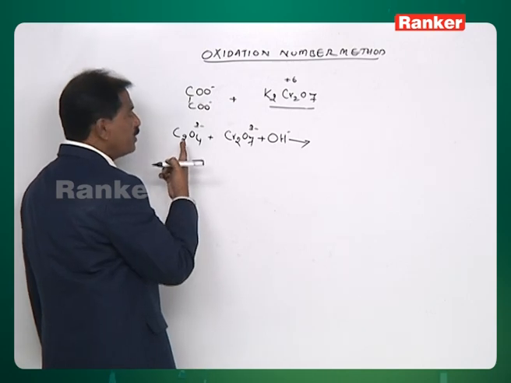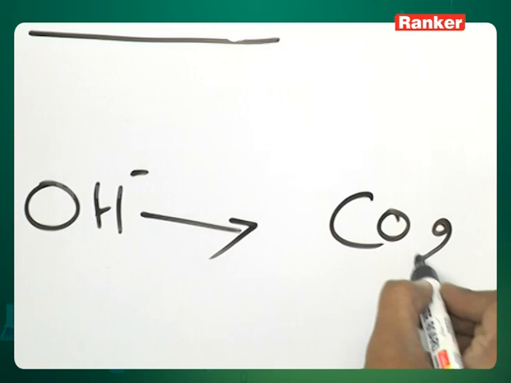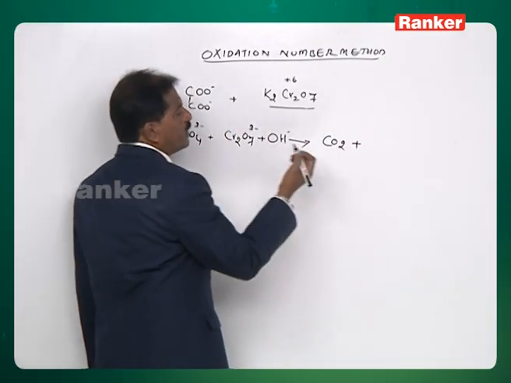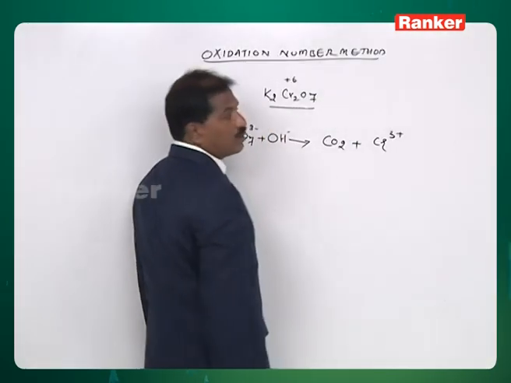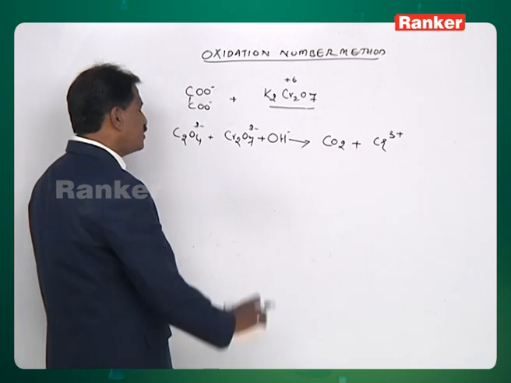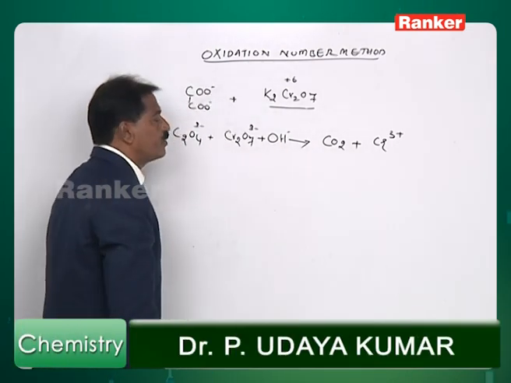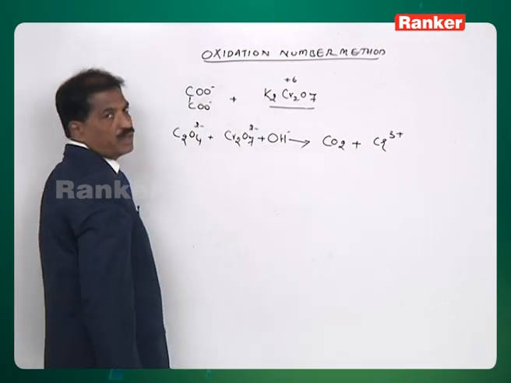Now, in the alkaline medium, let us say this C2O4 oxalate has been oxidized into CO2. Next, dichromate has been reduced to Cr3+. This is the net reaction that is taking place in the alkaline medium. Now, we want to balance this reaction through the oxidation number method.